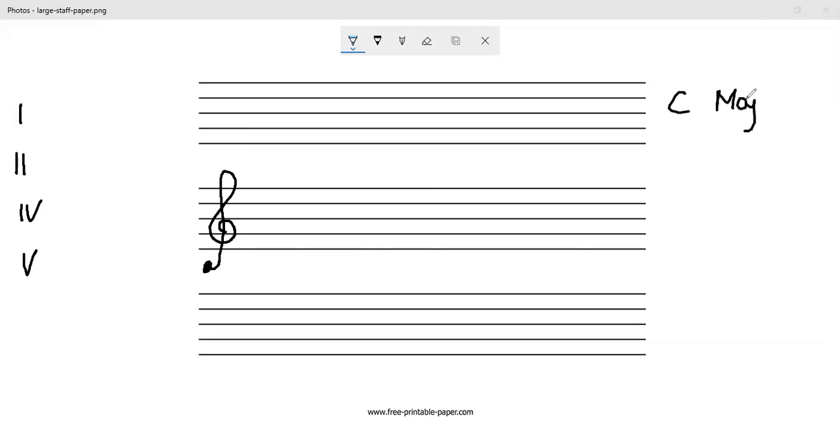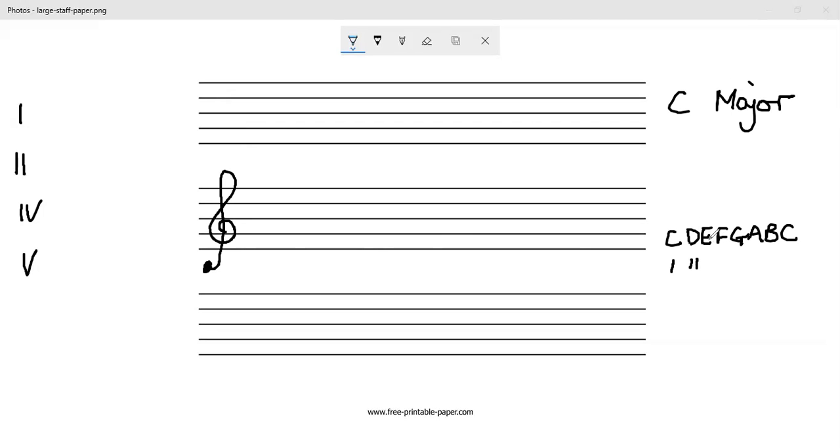So the first thing I'm going to do now in C major, I'm going to write the notes out. I'm going to write C, D, E, F, G, A, B, C. What I'm going to do now, I'm going to give the numbers of these notes. I'm going to put the Roman numeral numbers underneath. So the C I'm going to call chord 1. The D I'm going to be calling chord 2.